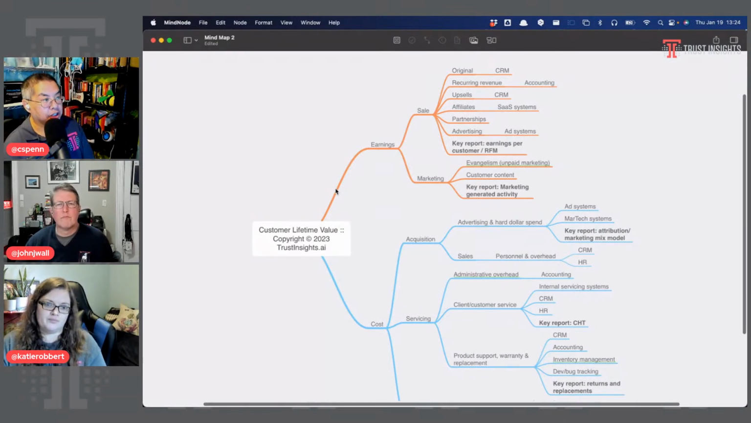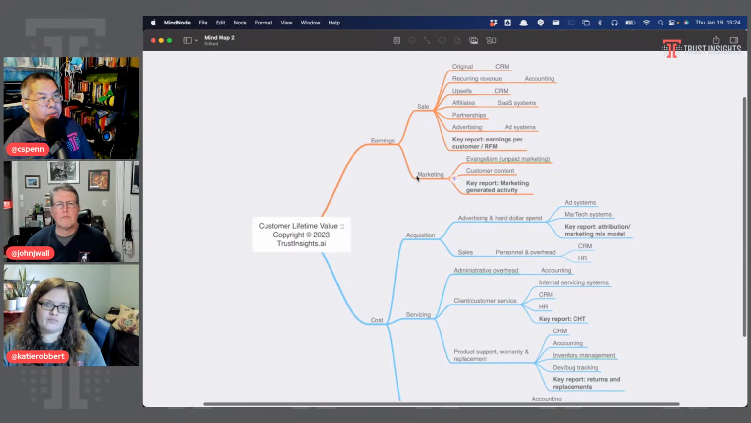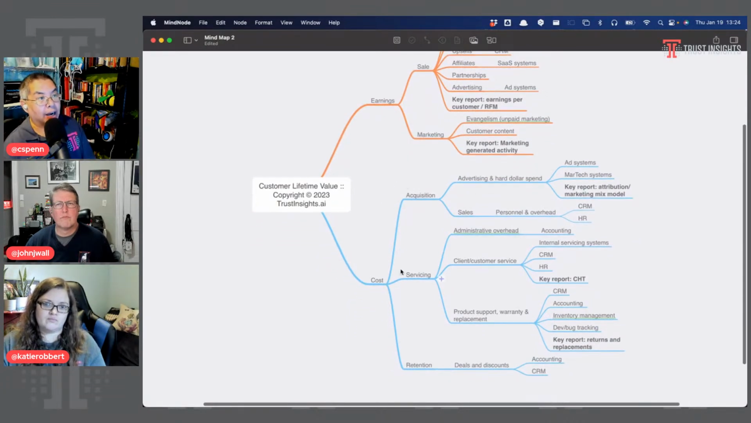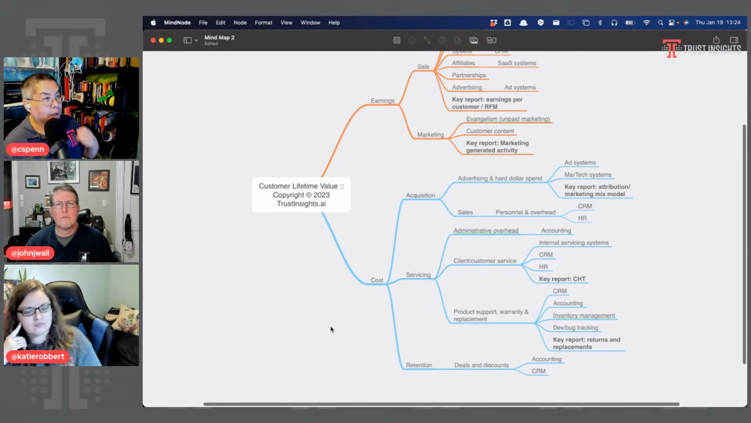Right. So you have your sales and marketing revenue from the customer minus the cost of the customer, right? It's the same as cost of goods. What is the customer cost? And that gives you your customer lifetime value over the period of whatever the lifetime is of that customer.